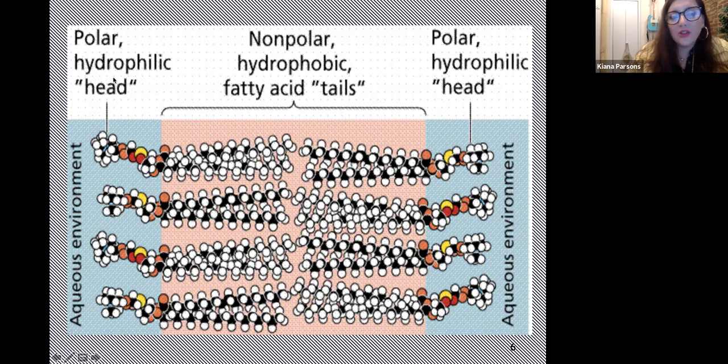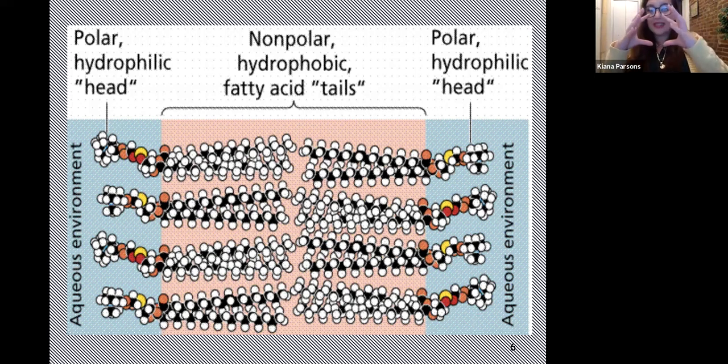So that means hydro is water, right? So both of these things say hydro. Philic means to love, right? So the heads love water, but the inner tails fear water. So this means that they can touch the aqueous environment outside of the cell and the aqueous environment inside of the cell, the cytoplasm. But the water isn't going to get out of the cell.